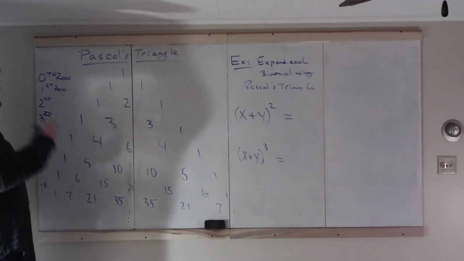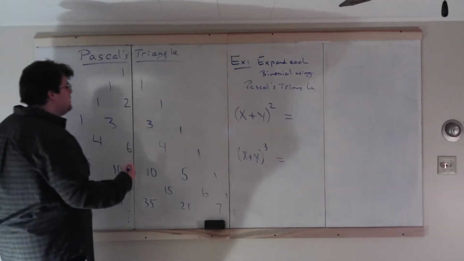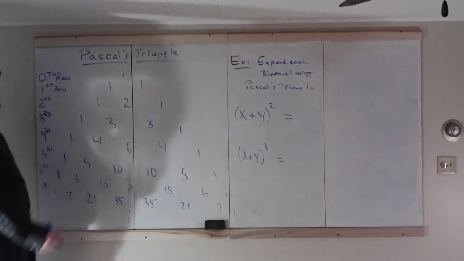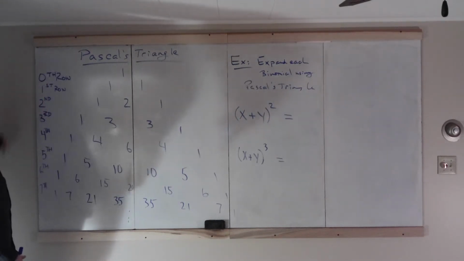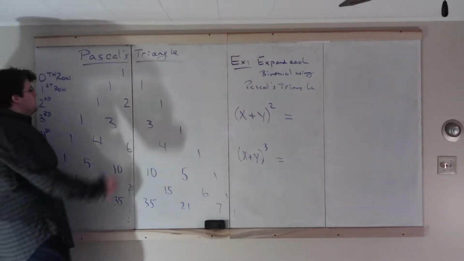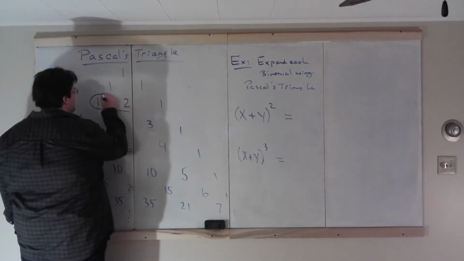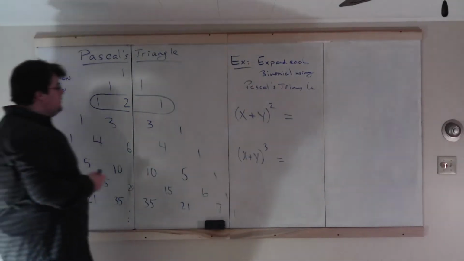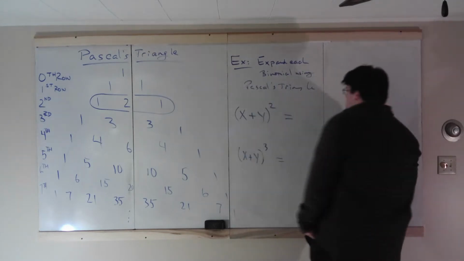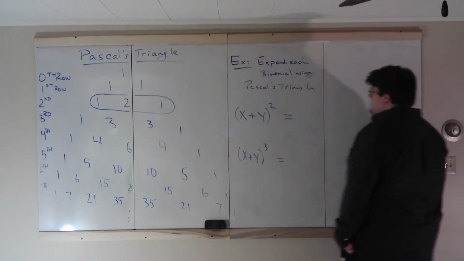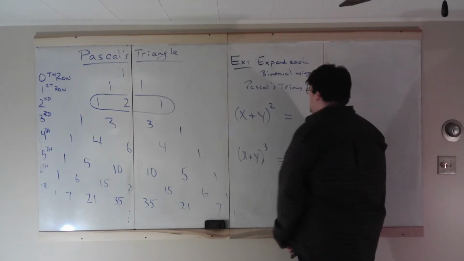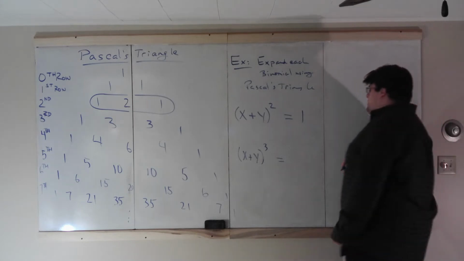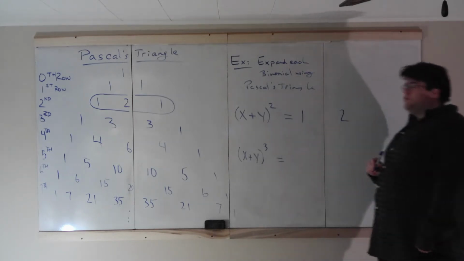Well, how are we going to do this? Well, first we're going to look at the exponent. The exponent here is 2. That's going to tell us which row to look at. We're going to look at the second row, where the top is the 0th row. So for this first one, we're going to look there. That tells us some good information. What information does it tell us? It tells us coefficients. It tells us the first coefficient is going to be a 1. It tells us the second coefficient is going to be a 2.